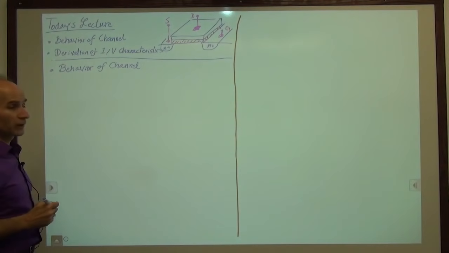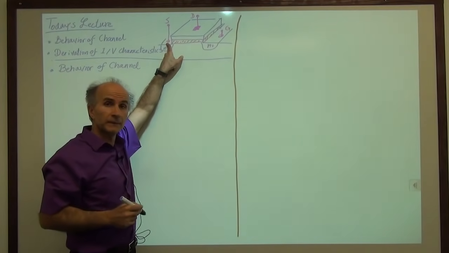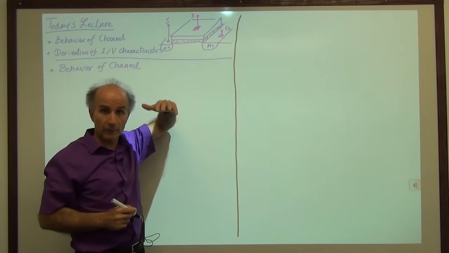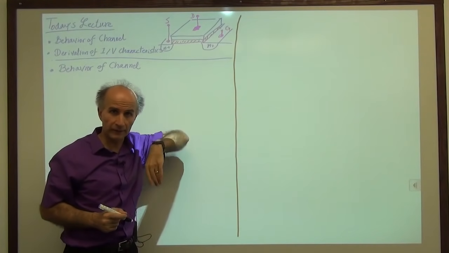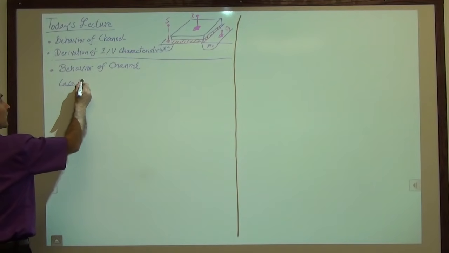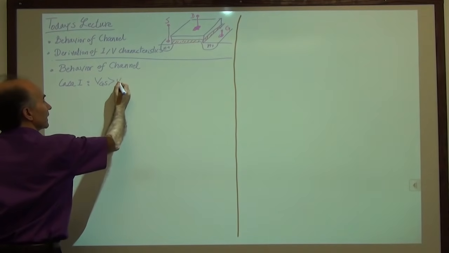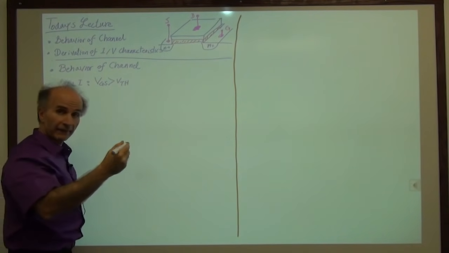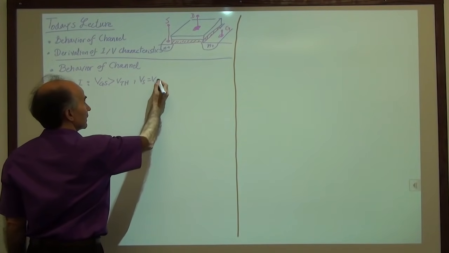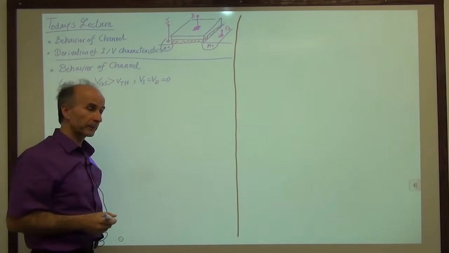Okay, so we consider two cases. Case number one, the source is at zero, the drain is at zero, and we just have a positive gate voltage above a threshold, so we have some sort of channel. So case number one, VGS is greater than VTH to have a channel, and then VS and VD are equal to zero, and of course the substrate is also connected to zero.